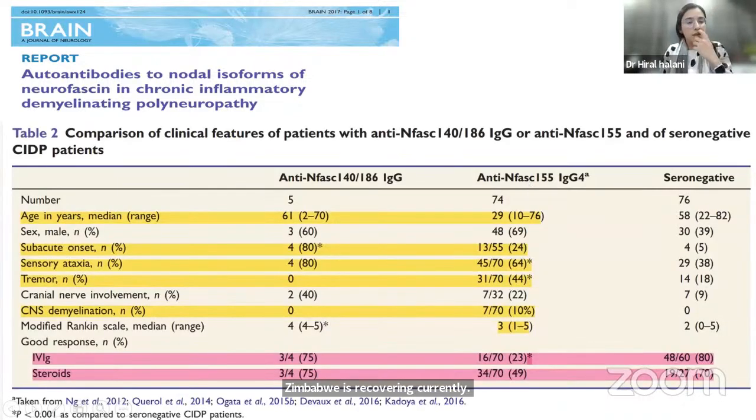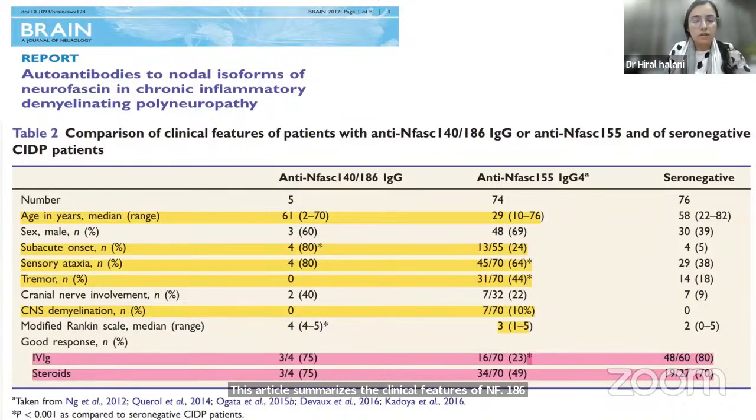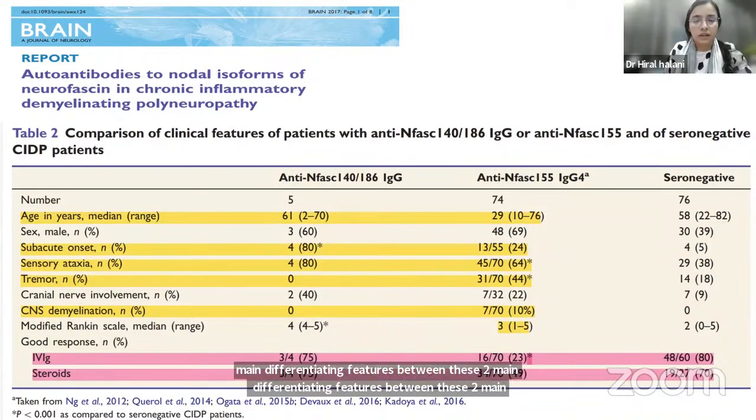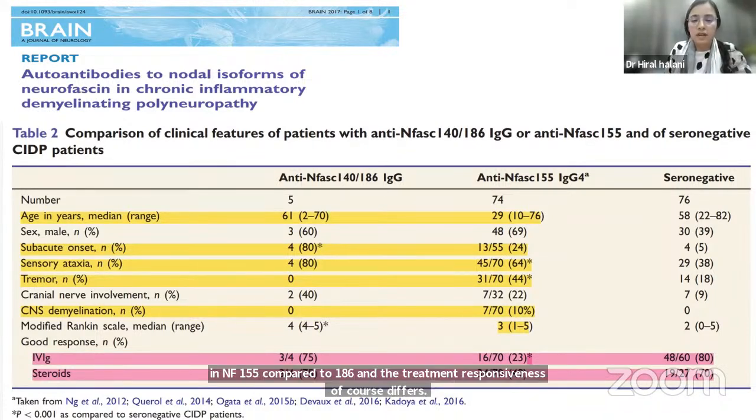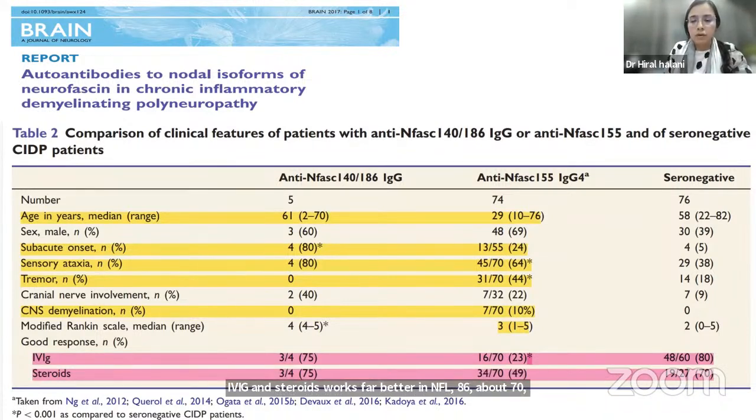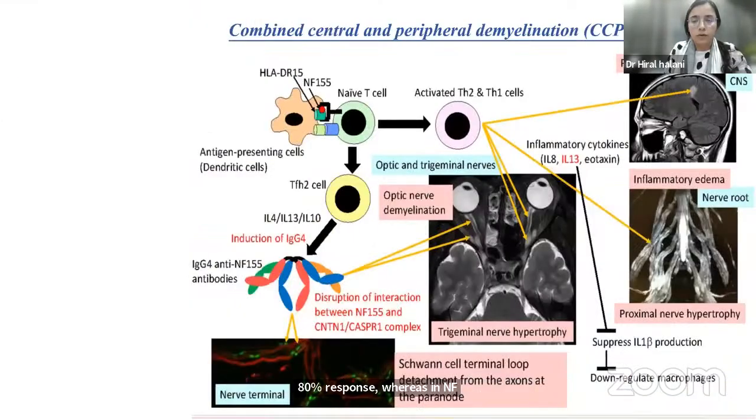This article summarizes the clinical features of NF186 compared to 155. And what is important is that there are two main differentiating features between these two. One is tremor and CNS demyelination. These two are much more frequent in NF155 compared to 186. And the treatment responsiveness, of course, differs. IVIG and steroids work far better in NF186, about 70-80% response, whereas in NF155, 20 to 40% response.